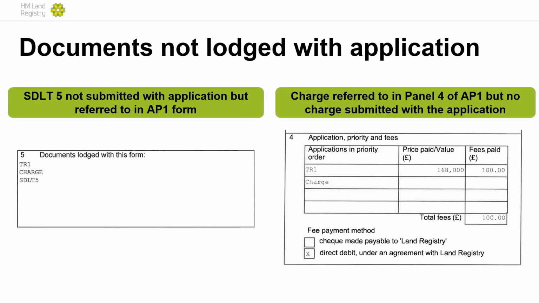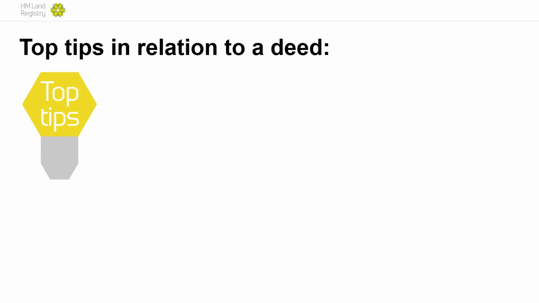We come across many situations where essential documents have not been sent with the application. In the first example, no SDLT5 form has been submitted with the application. In the second example, the charge referred to in Panel 4 of the Form AP1 has not been submitted. Again, we would raise a requisition for the deed or documents to be sent to us or amended to set out the missing information. Now for some top tips to remember in relation to a deed.